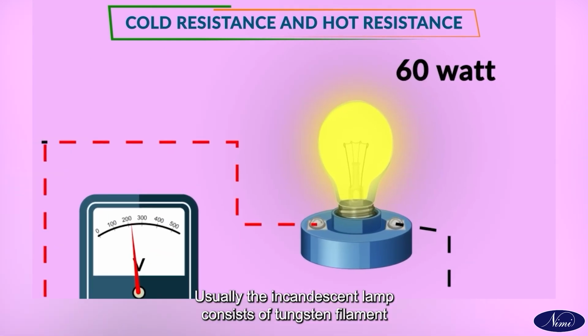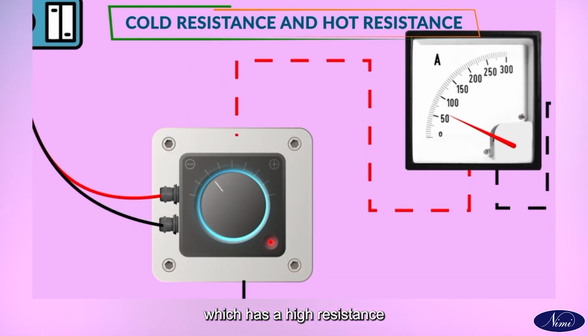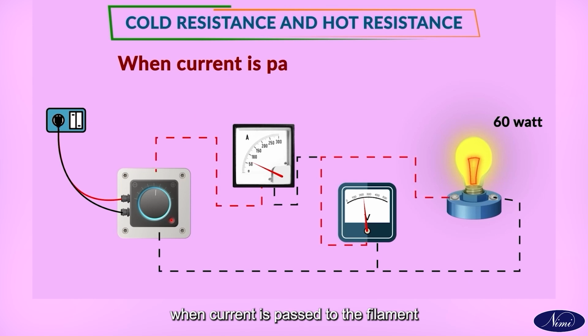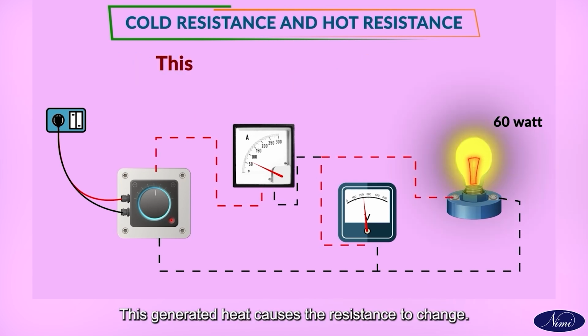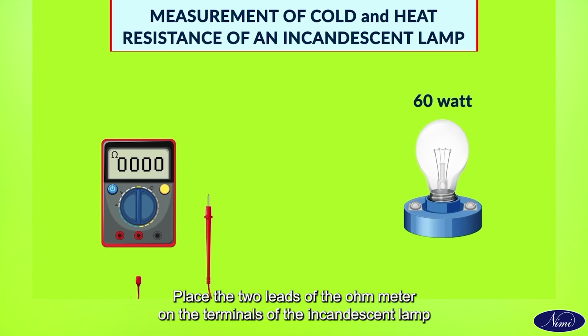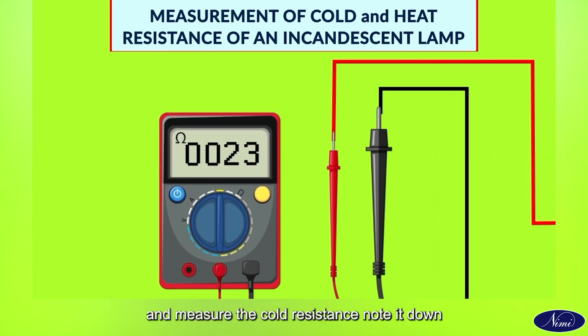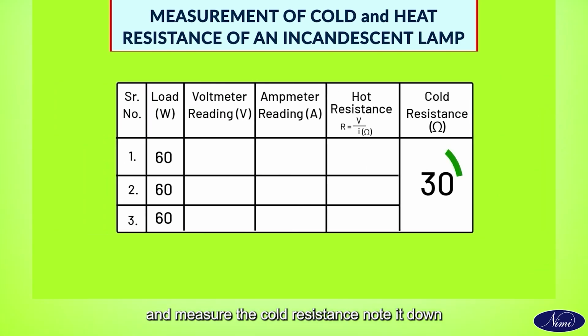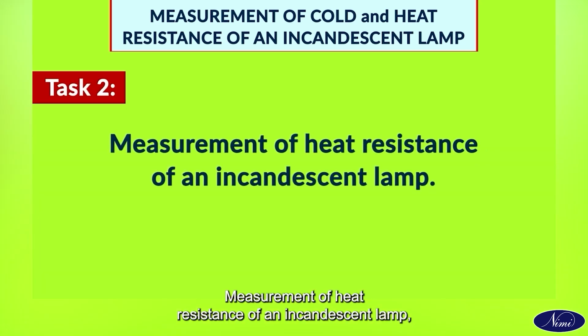Usually, the incandescent lamp consists of a tungsten filament which has a high resistance. When current is passed through the filament, it produces light with heat. This generated heat causes the resistance to change. Place the two leads of the ohmmeter on the terminals of the incandescent lamp and measure the cold resistance. Note it down.